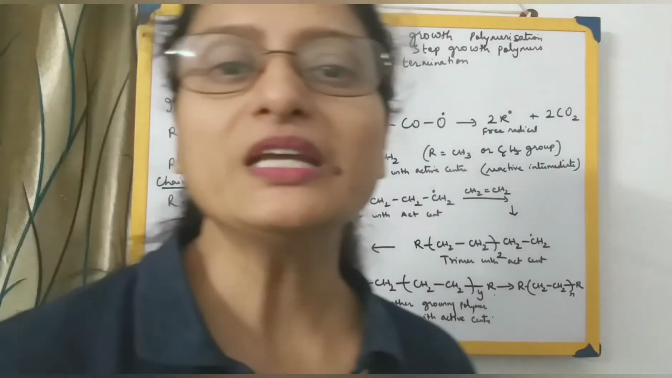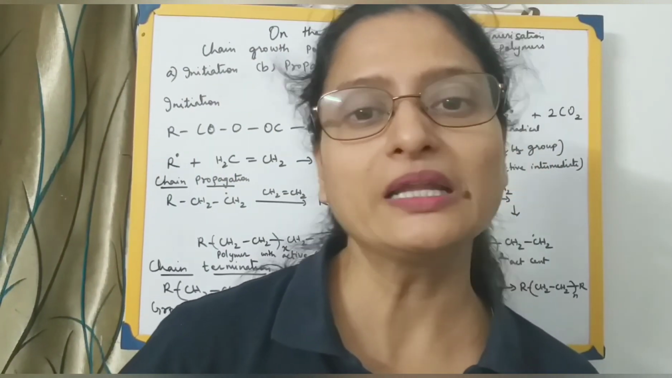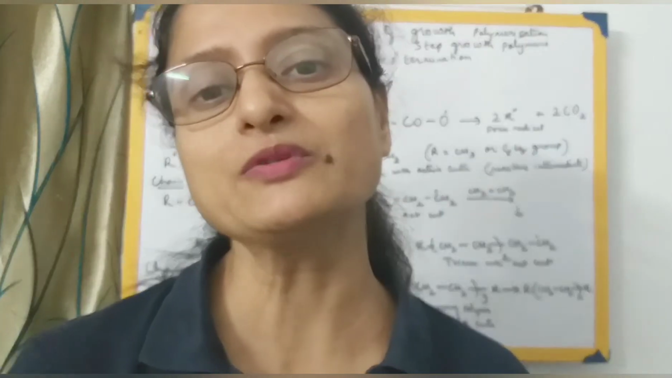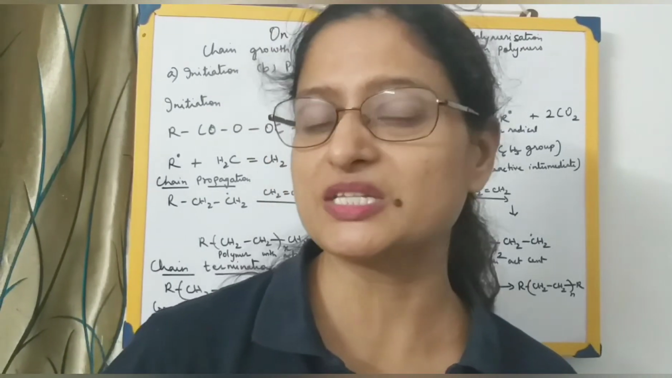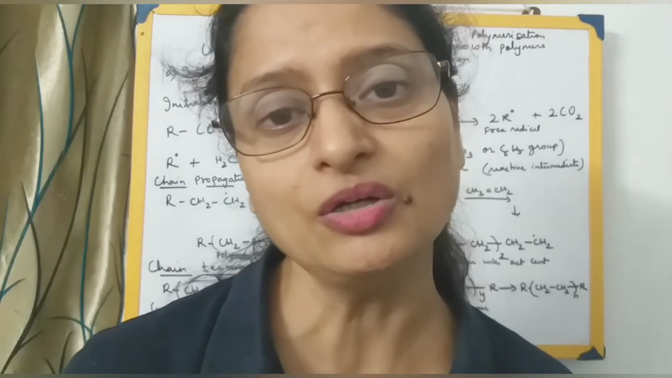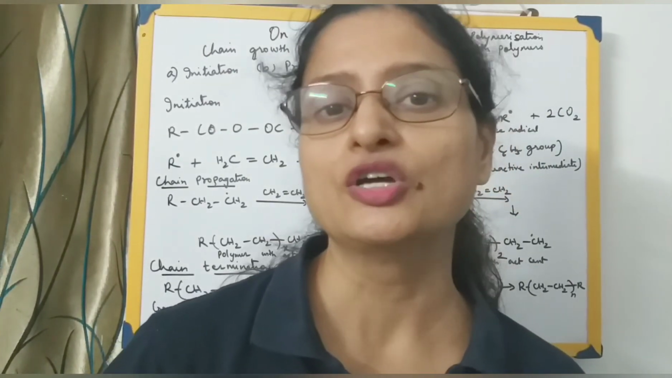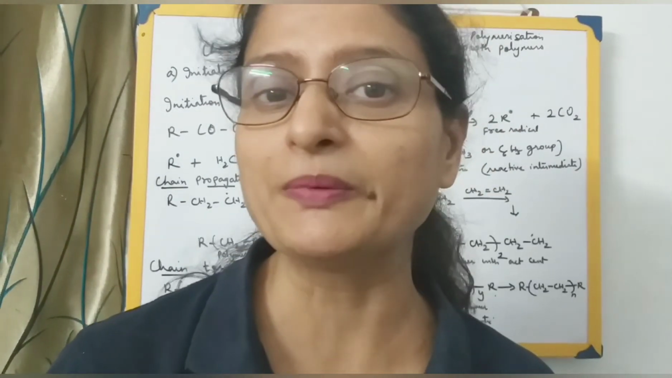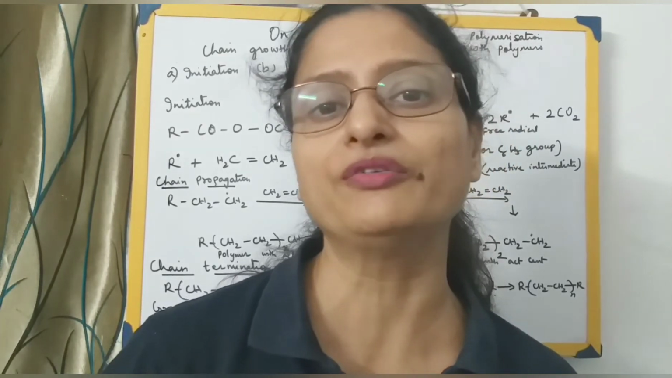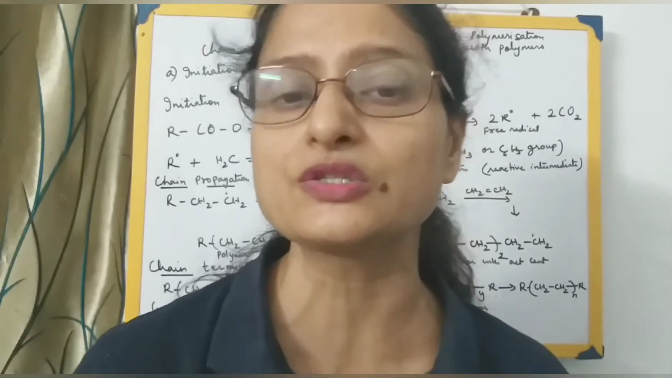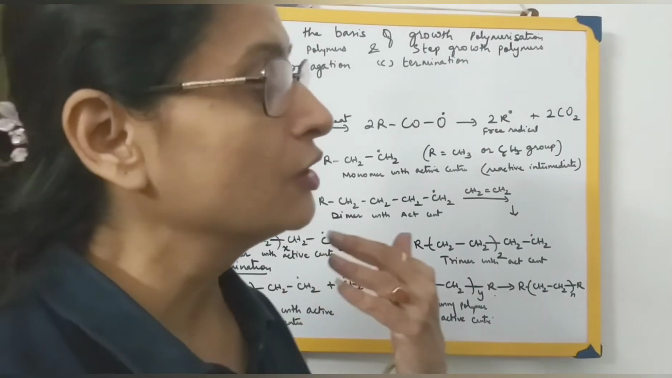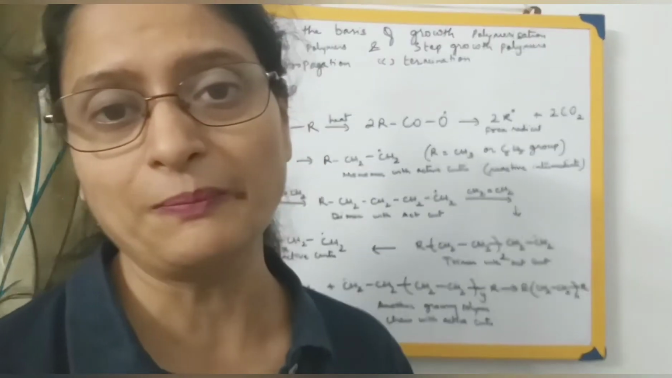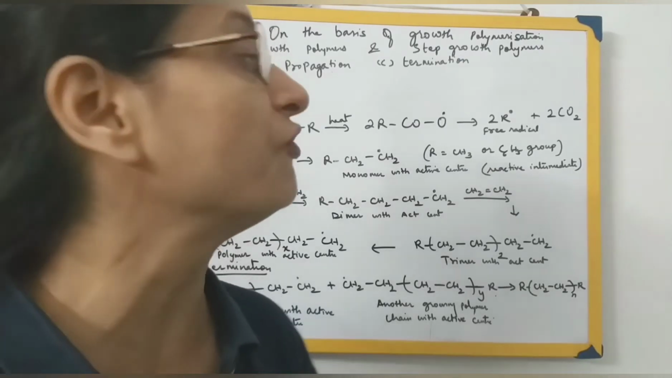Okay, so we have seen about the addition polymerization and the condensation polymerization. Now sometimes it becomes difficult to identify whether the polymerization has taken place through the addition reaction or through condensation reaction. So people found another rational way of classifying the polymers, that is on the basis of growth polymerization.